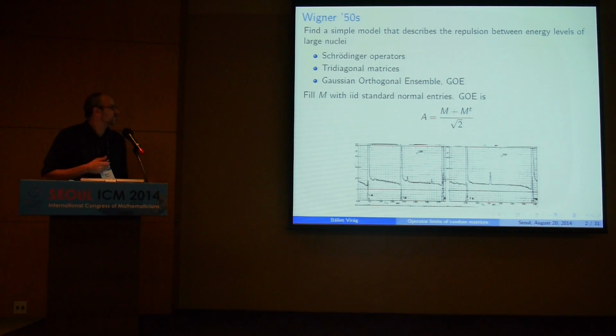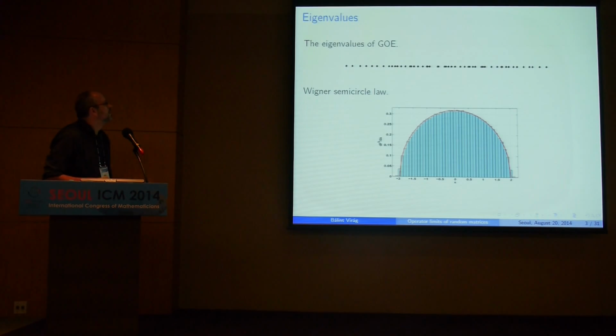So what is the GOE? Well, you just take a matrix M and you fill it in with independent standard normal entries, and then you symmetrize it this way. So that matrix A is the GOE, let's say an n by n matrix, and here's a picture from Wigner's paper. If you look at the eigenvalues of the GOE, this is what the picture looks like. And if you draw a histogram, you get this kind of semicircle.